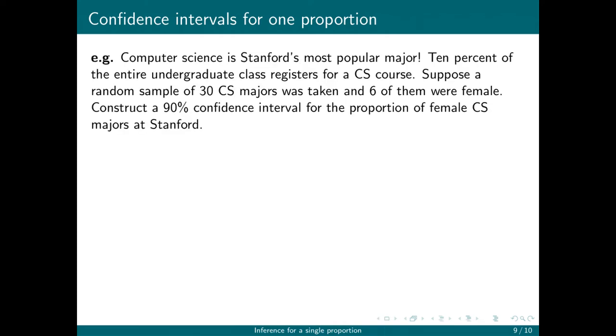Here's another example. Computer science is Stanford's most popular major. 10% of the entire undergraduate class registers for a computer science course. Suppose that a random sample of 30 computer science majors were taken and 6 of them were female. Construct a 90% confidence interval for the proportion of female computer science majors at Stanford. All right, so once again, the first thing I need is my point estimate, which is 6 out of 30. 6 out of 30 is 1/5, or 0.2.